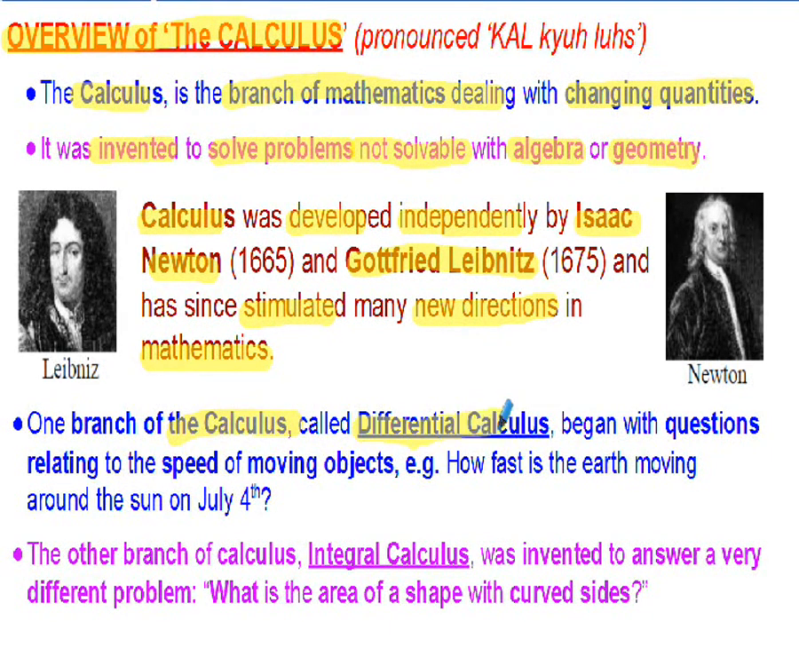The first one is called differential calculus, and that tries to answer questions relating to speeds of moving objects. For example, how fast will the Earth be moving around the Sun on July the 4th? And the second branch is called integral calculus. This was invented to answer questions relating to what is the area of a shape with curved sides. We are only going to look at differential calculus within this presentation.